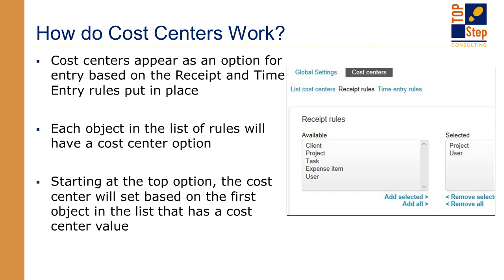So in this example, if the rules specify project and user, and the receipt or time entry has a project associated with it, and that project has a cost center, the expense or time entry will be assigned and stamped to the project's cost center. If the receipt or time entry doesn't have a project, it will look at the user's cost center, if any, and stamp the expense or time entry with the user's cost center. Now, you can have the same or different order for both the expense receipt rules or the time entry rules.